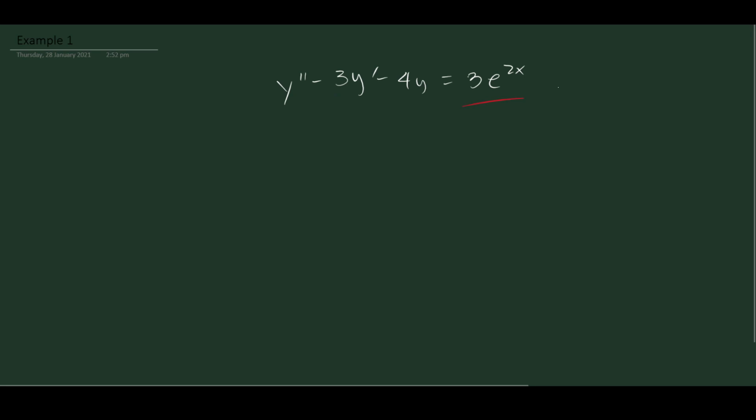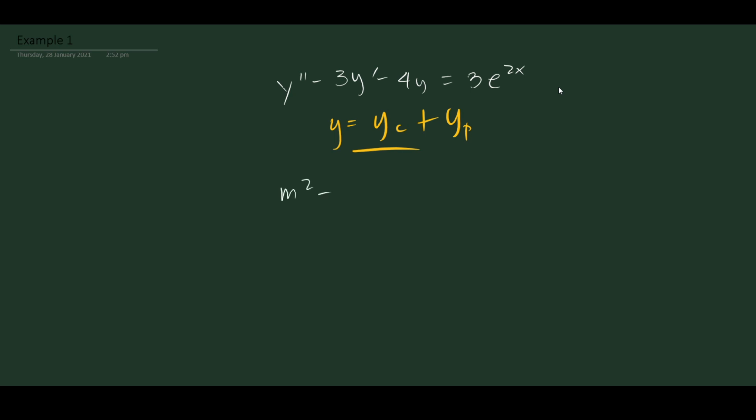an exponential function. So the first thing that we need to do, again, is to find yc, right? Because the general solution of this non-homogeneous equation is y is equal to yc plus yp. Okay, so our goal first is to find yc. Okay, so let's start by finding the auxiliary equation. Okay, so auxiliary equation here is m squared minus 3m minus 4 is equal to 0, right?